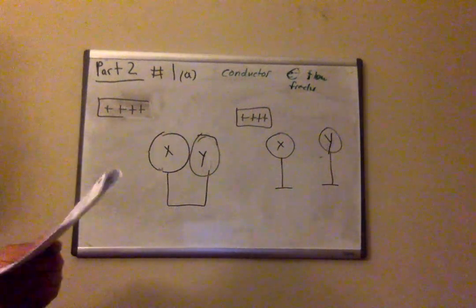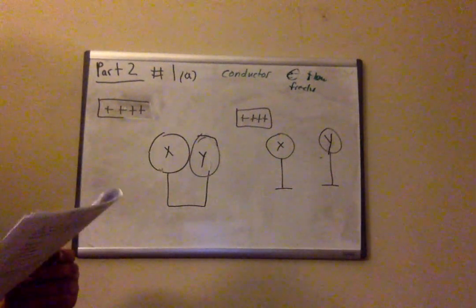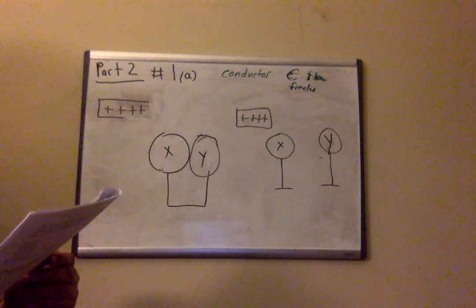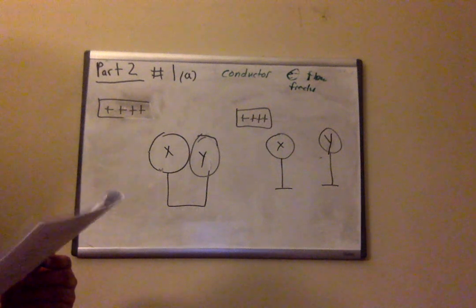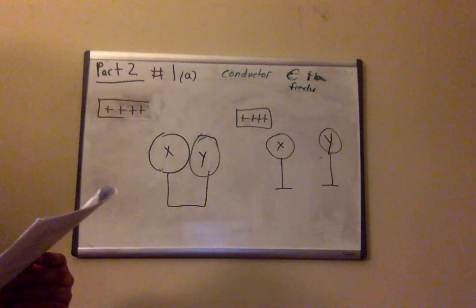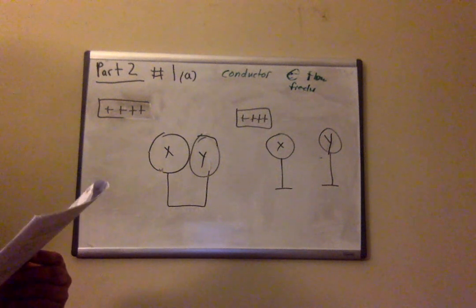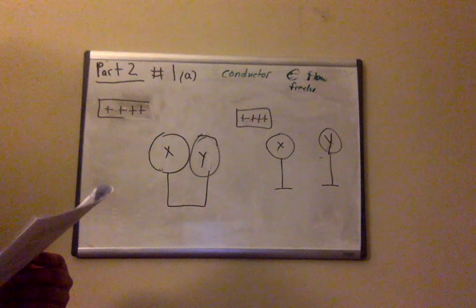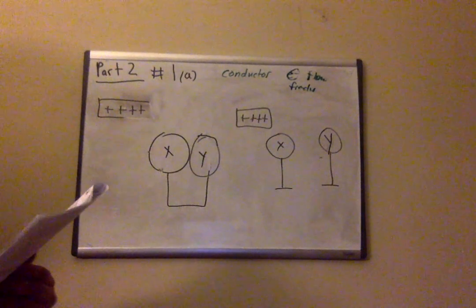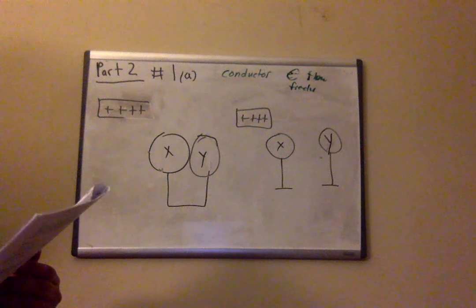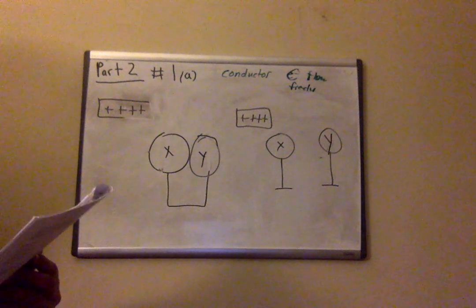Okay, so now we're on to part two of the exam. Part two, number one, says X and Y are two initially uncharged metal spheres on insulating strands, and they are in contact with each other. A positively charged rod R is brought close to X, as shown in the initial figure. Sphere Y is moved away from sphere X, as shown in the final figure.